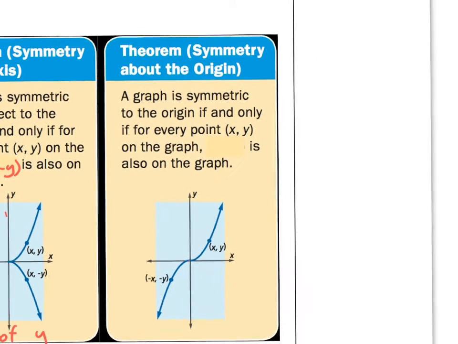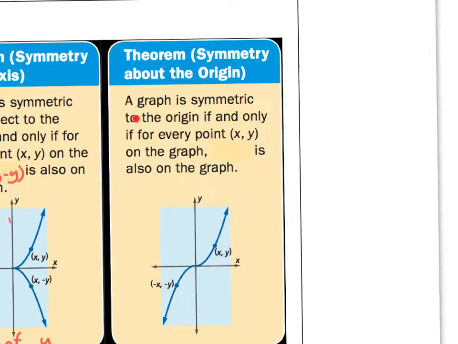Which leads us to the last one here. A graph is symmetric to the origin. In other words, it rotates 180 degrees like so, if and only if for every point (x, y) that's on the graph, the opposite of both of them, (-x, -y), is also on the graph.